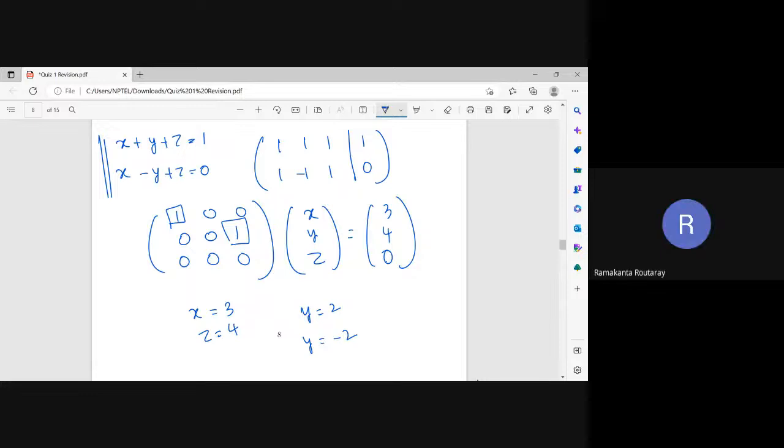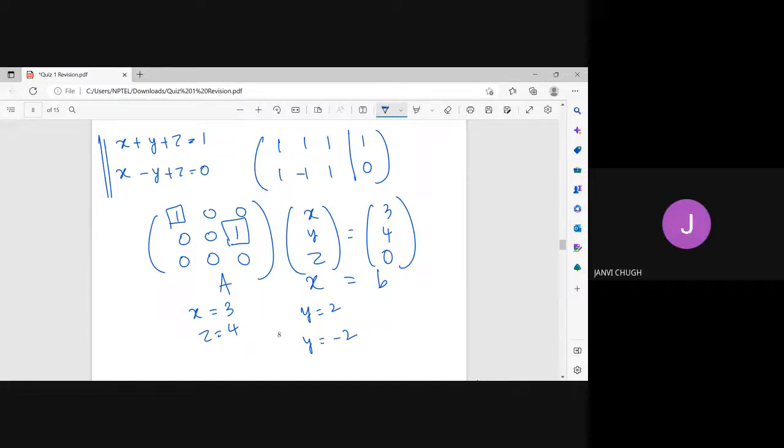Ma'am, here y is equal to 4, right? No, not y equal to 4. Z is equal to 4. See, what do you get from this? Right side you have written 3, 4, 0. What does that mean? I'm trying to solve AX equal to B. B is 3, 4, 0.